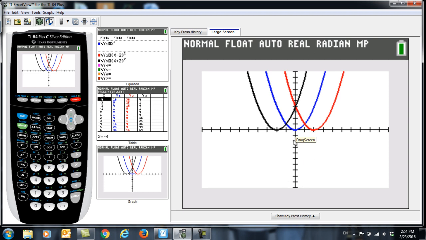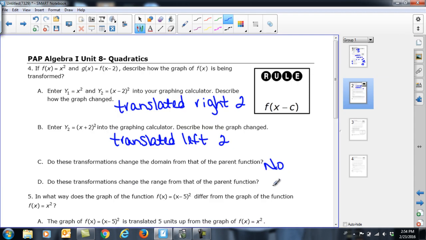I didn't change the y value of that vertex at all. So no, the range also does not change.